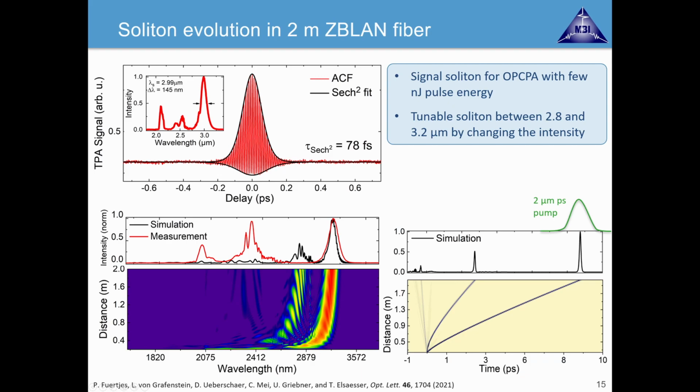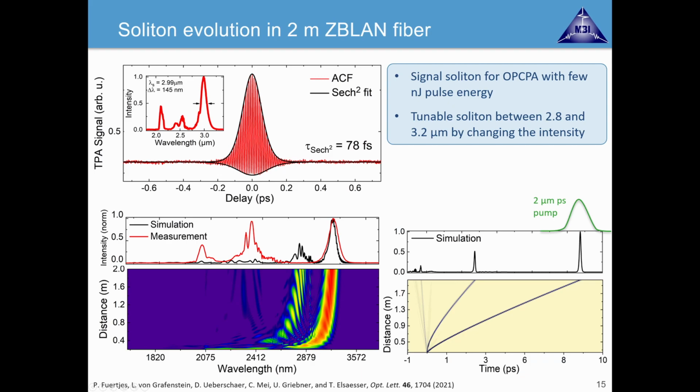So you have here the fiber distance, it's 2 meters in such a Ziebelin fiber. And you see that from the input spectrum, you have a soliton that just grows out of it and then shifts towards longer wavelengths over the propagation distance.